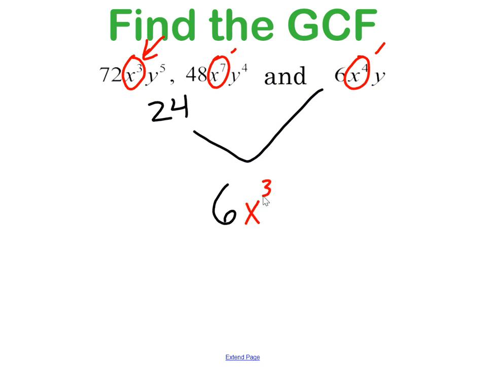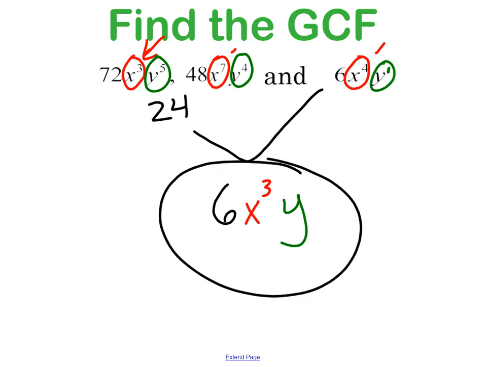We're going to do the same thing with the y. So we have a y to the fifth, a y to the fourth, and a y to the first. So we have to give evenly, so y to the first is the most that we can give. So our GCF here is 6x to the third y.